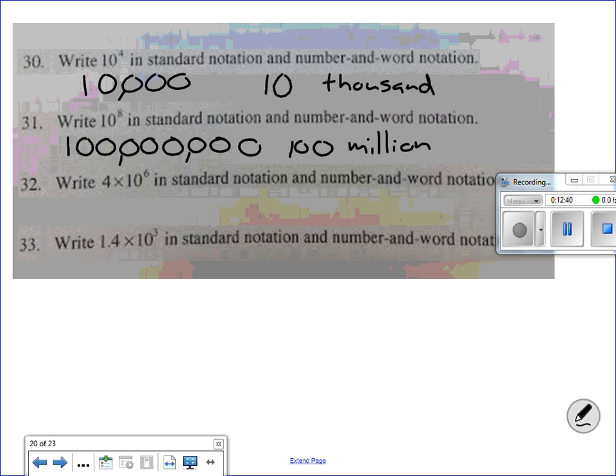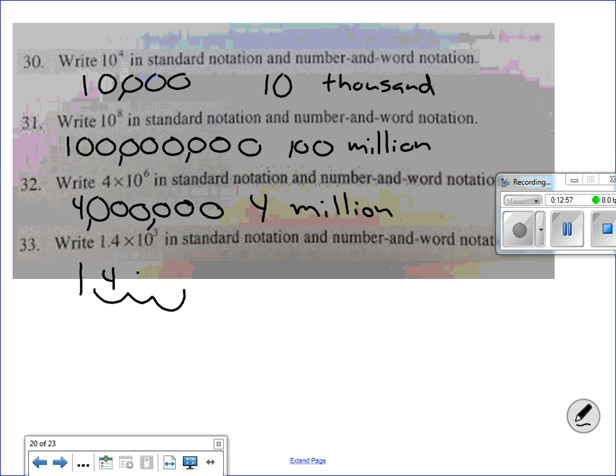4 to the 10th power. 4. 1, 2, 3, 4, 5, 6. Gives me 4 million. Next one. 1.4 to the 3rd power. 1, 2, 3. Gives me 1,400. Excellent.